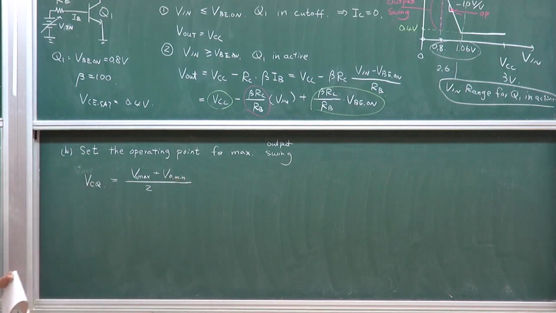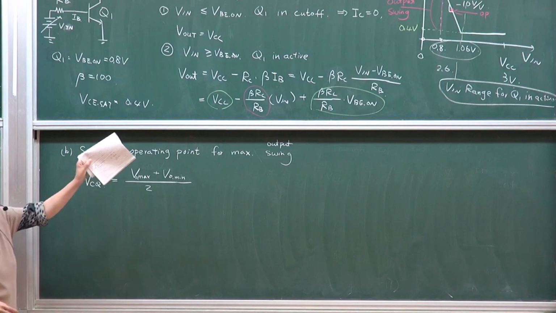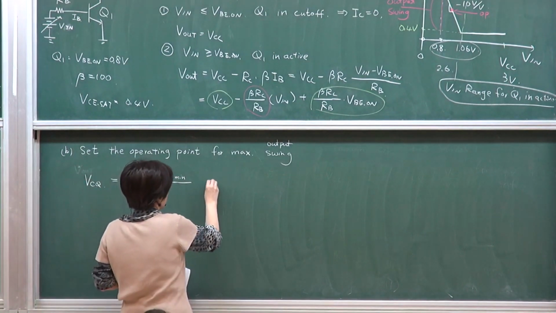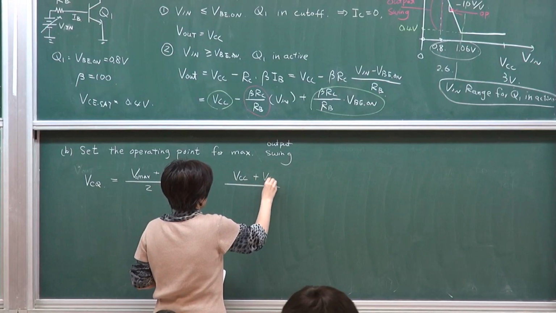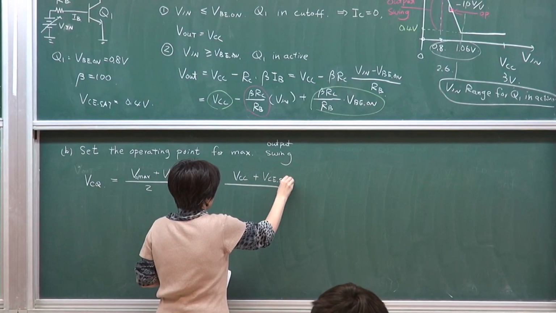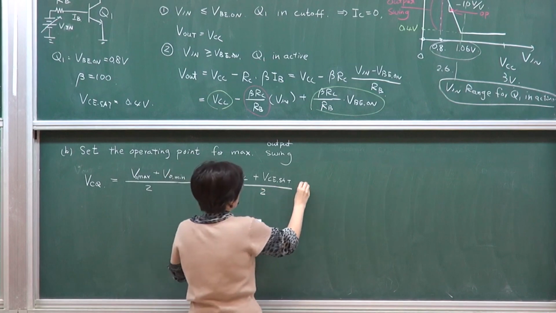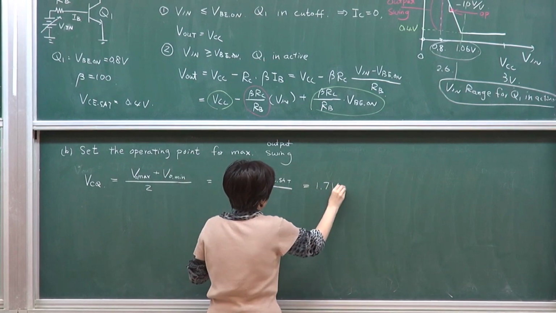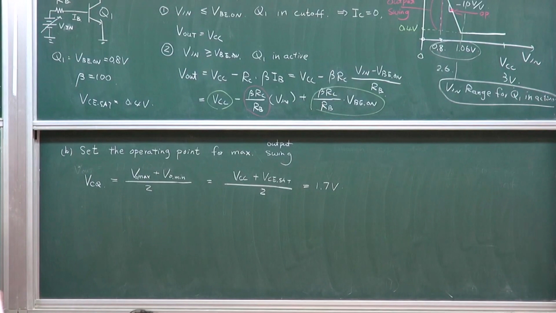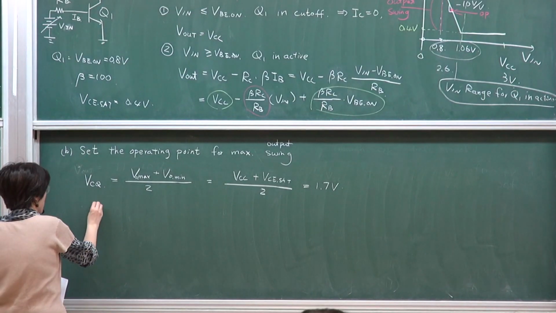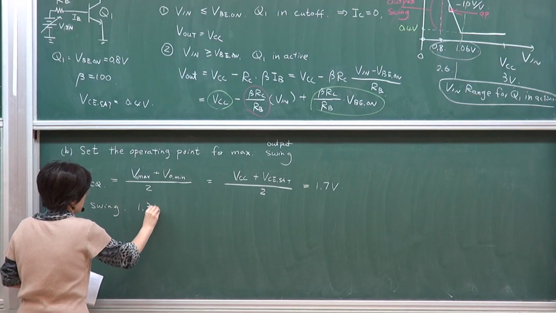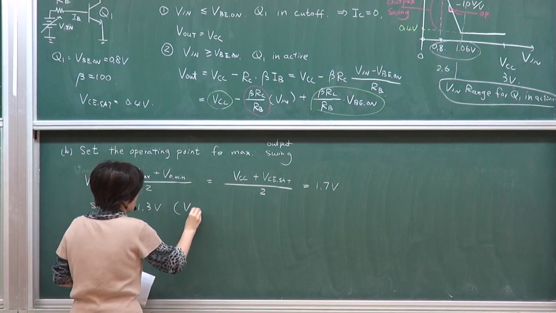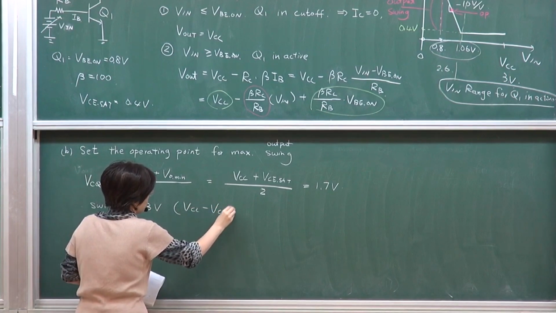So what is my maximum output voltage? Maximum is VCC, correct. Minimum is VCE set, divided by 2. So this will set my biasing point at 1.7 volt. So then I have a swing of 1.3 volt. That is VCC minus VCQ.